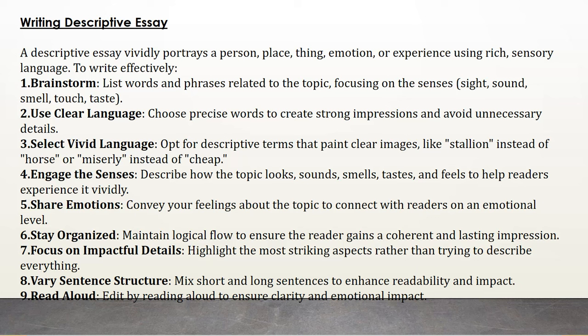Then engage the senses. Describe how the topic looks, sounds, smells, tastes, and feels to help the readers experience it vividly. Next one is share emotions. Convey your feelings about the topic to connect with the readers on an emotional level. That means let the reader know how you feel about the topic. Expressing your emotions helps the reader connect with your writing on a personal level. And the next thing is to stay organized. Maintain a logical flow to ensure the reader gains a coherent and lasting impression.